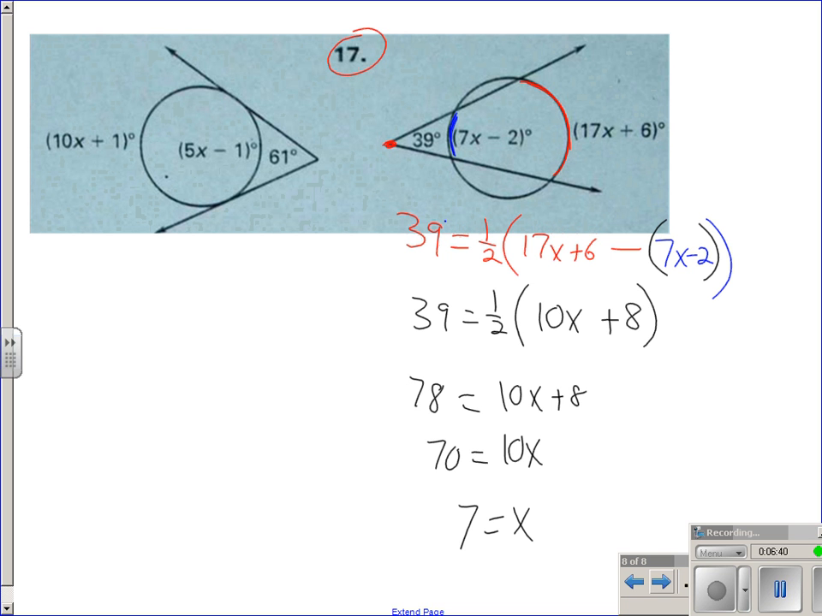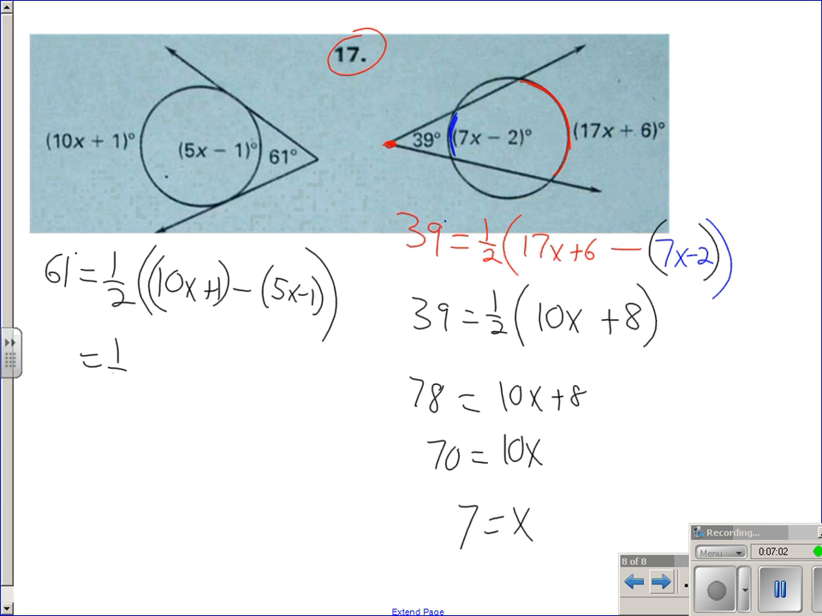All right, same idea for the setup on this first problem here on the left. The angle, 61 degrees. It is outside the circle, so it is half the difference of bigger arc minus smaller arc. You really got to be careful with subtracting these expressions. This becomes 10x minus 5x. 1 minus a negative 1 is really 1 plus 1, so plus 2. That equals your 61. All right, and you can finish solving for x. But that's the gist of setting up and solving these problems.